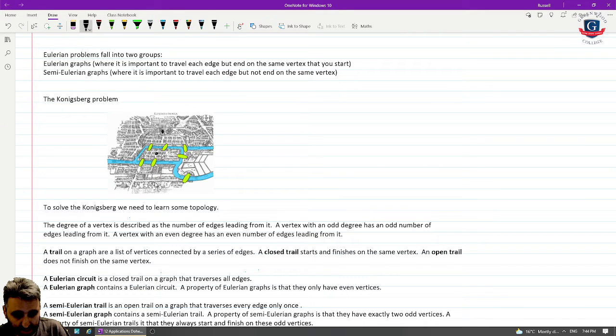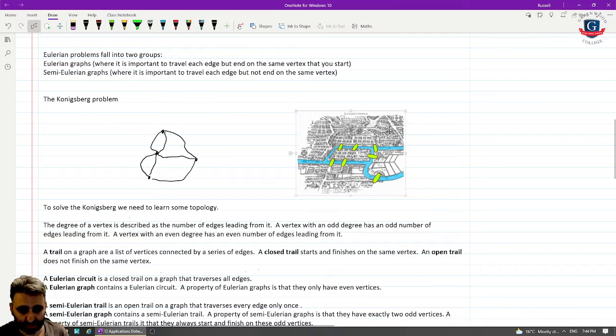Point, point, point, point, edge, edge, edge, edge, edge, edge, edge. Right, there we go. So there's our graph. Ta-da. We have 4 vertices. Let's call them A, B, C, and D. And we have 1, 2, 3, 4, 5, 6, 7 edges.